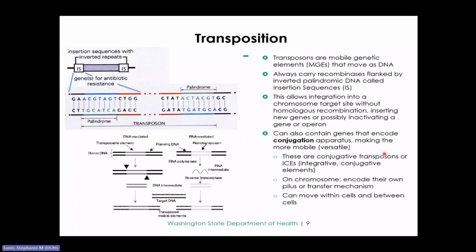Interestingly enough, transposons can also contain genes that encode the conjugation apparatus, which can make these transposons more mobile. The conjugation apparatus can include a hair-like appendage called a pilus, which can allow for bacteria to physically connect to each other. And transposons that contain genes encoding for a conjugation apparatus are called conjugative transposons or integrative conjugative elements, or ICE for short. The ability to code for their own pilus or transfer mechanism can allow them to move within cells and between cells.